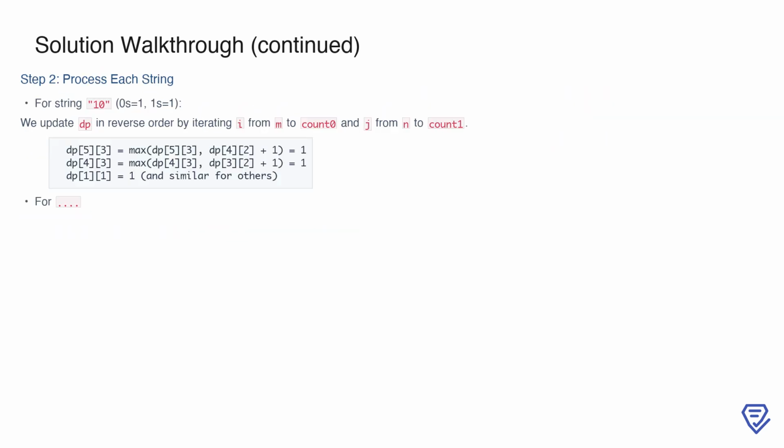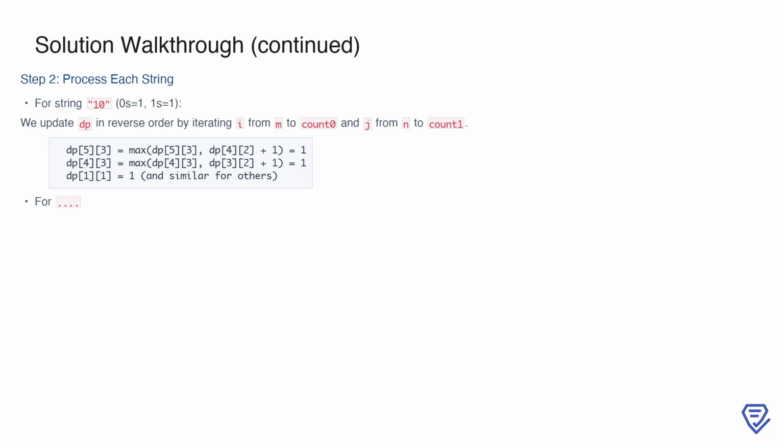Now we begin processing each string from the input list, updating the DP table as we go. Starting with the string 10, we observe that it contains 1 zero and 1 one. This means we need to consider all subsets that could include this string, ensuring we don't exceed the constraints of m 0s and n 1s. To achieve this, we update the DP table in reverse order, iterating i from m down to the number of zeros in the string, and j from n down to the number of ones.